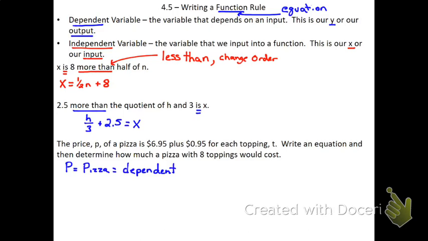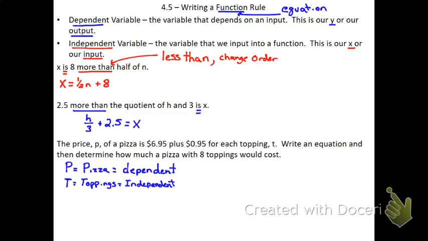Our next variable is going to be T, and I'm going to use a capital T so it doesn't get confused with a plus sign. That's going to equal our toppings. And that's going to be our independent variable.